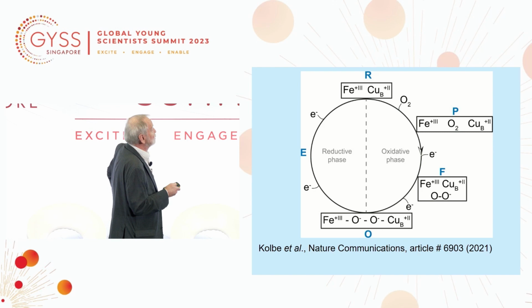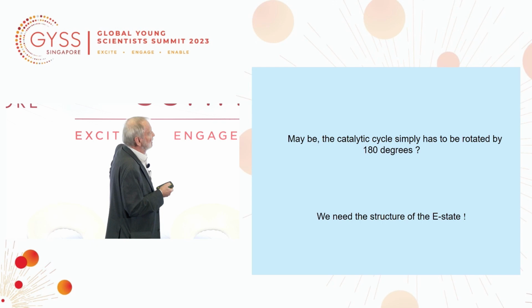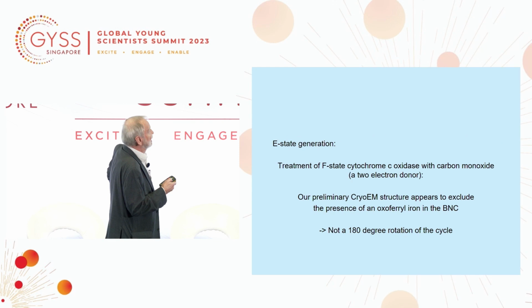So we do some experiments, but our E state is not so clear for the moment. And one idea was, of course, maybe you have to rotate the catalytic cycle simply by 180 degrees and you are back. But this seems not to be true, because the E state is no indication for an oxophile.